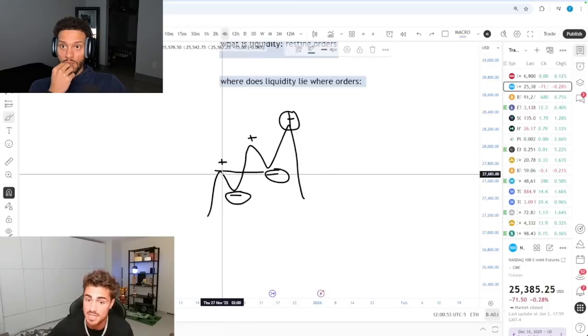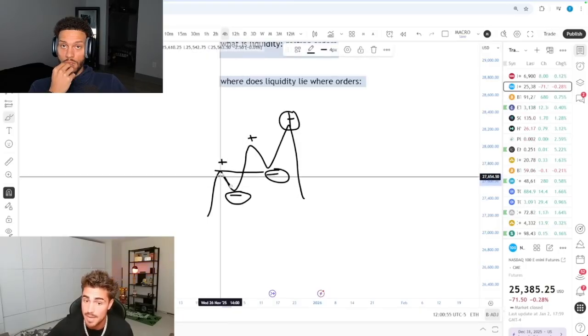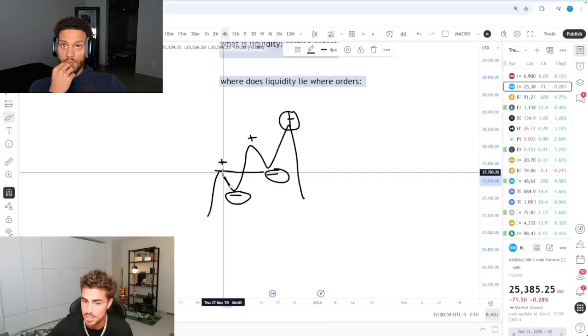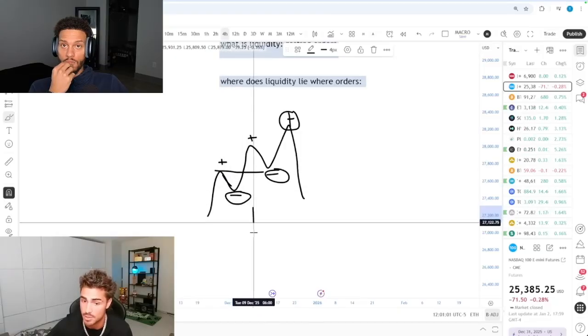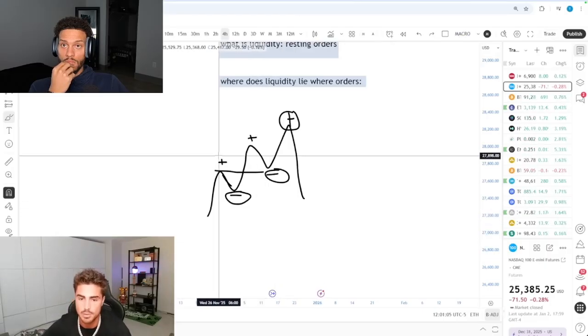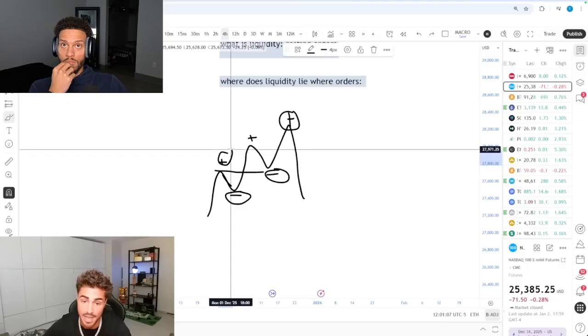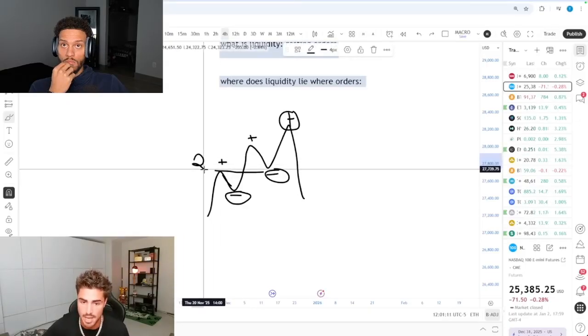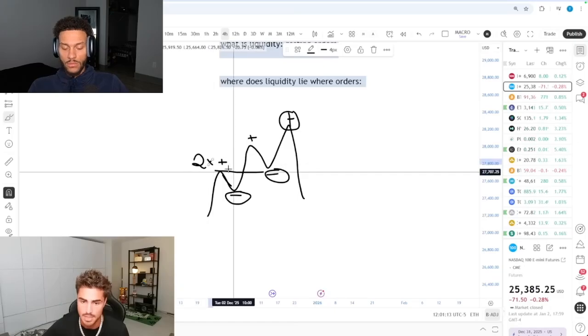Some people on this move down might be pressing sell. And if they're taking a short position on this move down because they think the market's going to continue lower, what do they have above this high? They have buy orders as their stop loss. So there's two times the amount of buy orders.